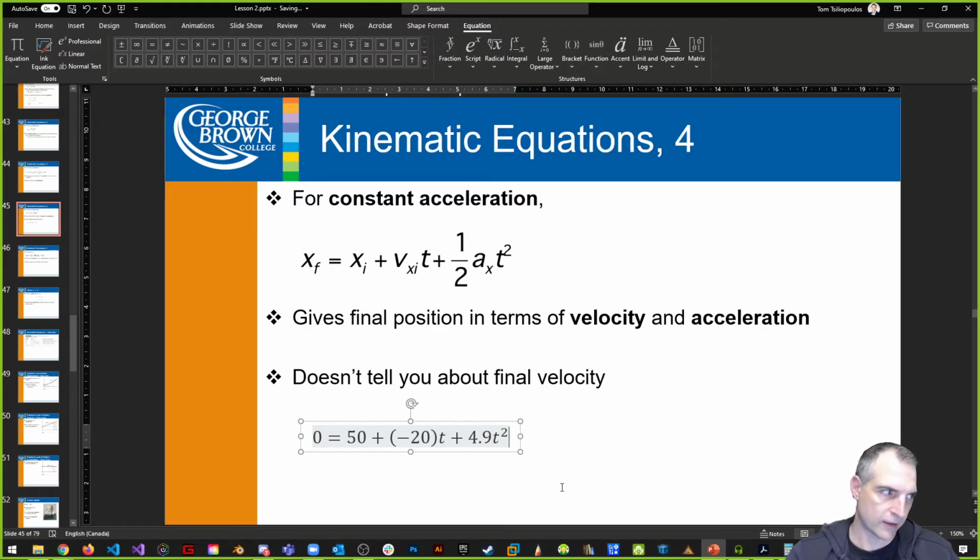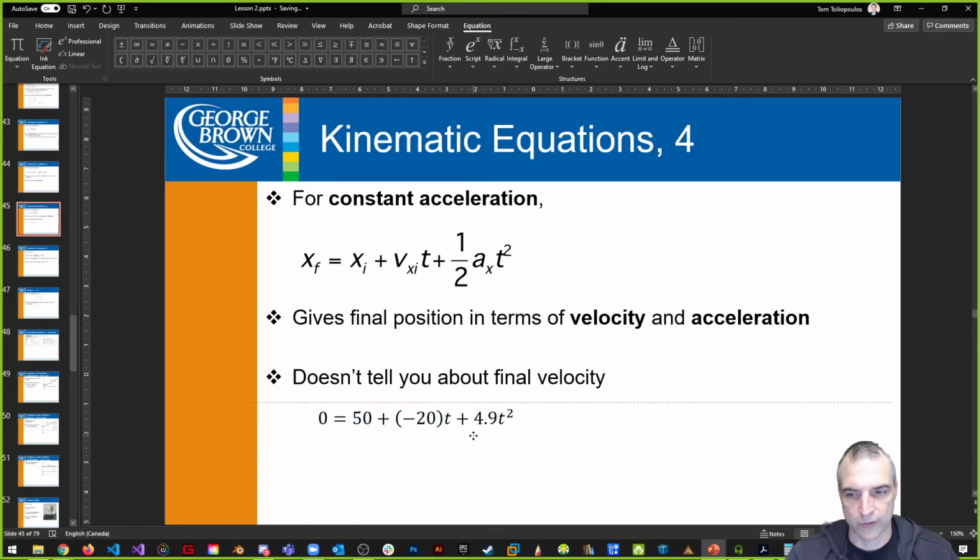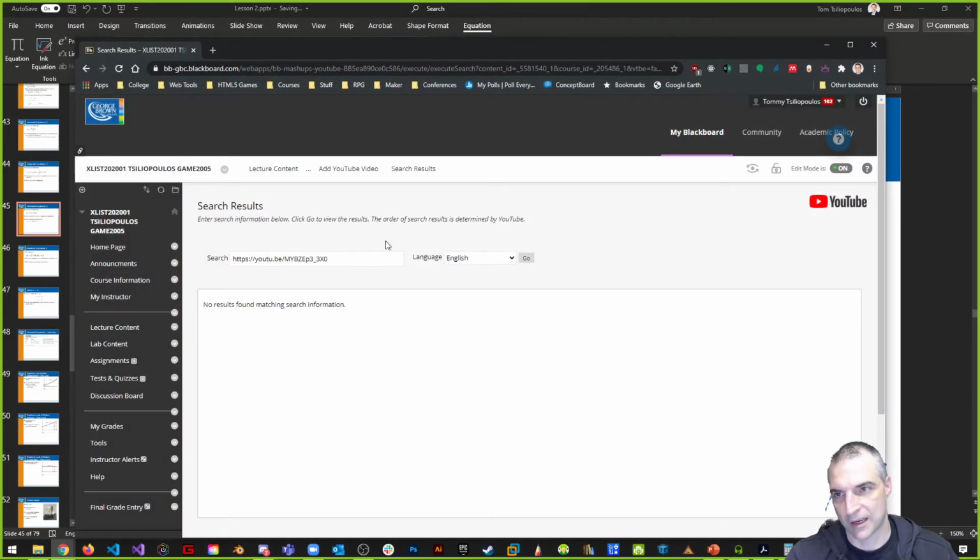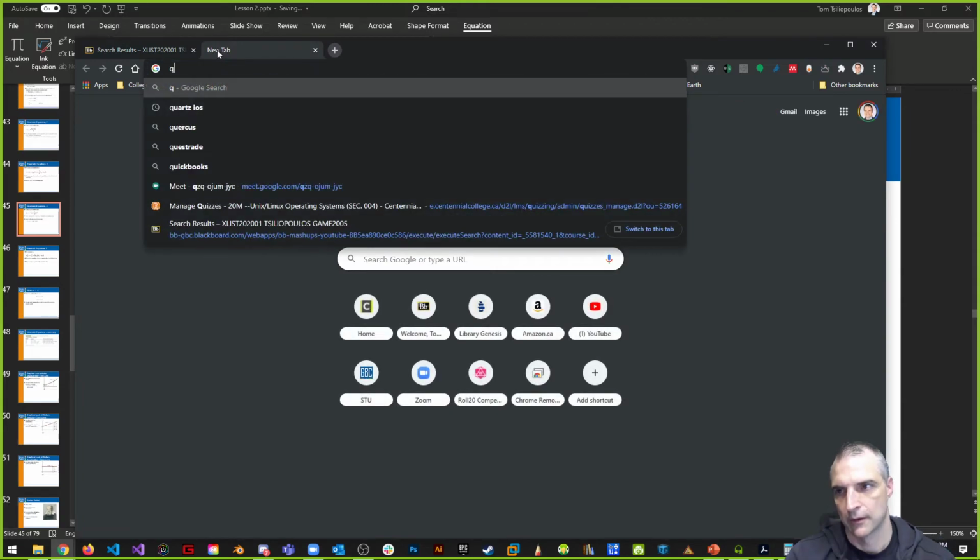It's a quadratic. In order for us to solve this equation, we need to use the quadratic equation to solve it, right? Which means the total time is equal to minus b plus or minus the square root of b squared minus 4ac over 2a. What equation am I talking about? I'm talking about the quadratic formula.